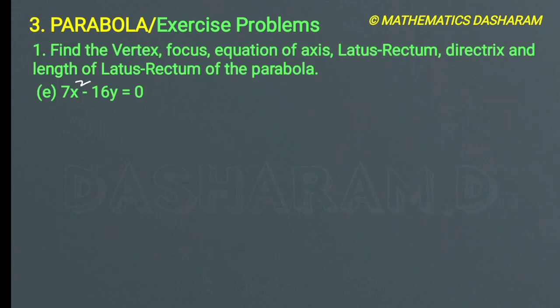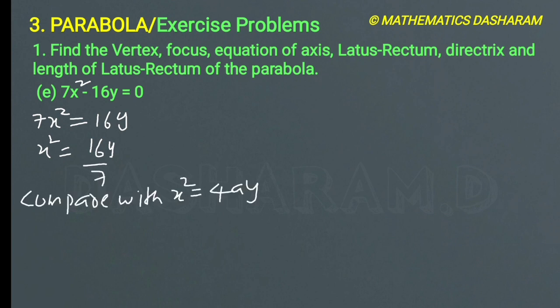Next, question number E, 7x square minus 16y equals to 0. Let's write in the standard form. 7x square equals to plus 16y. Then x square equals to 16y divided by 7. Now compare with x square equals to 4ay. So 4a equals to 16 by 7. Here 4 ones are 4, 4 fours are 16. Then a equals to 4 by 7.